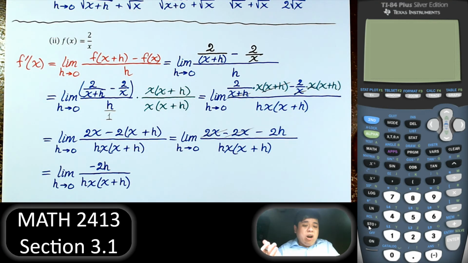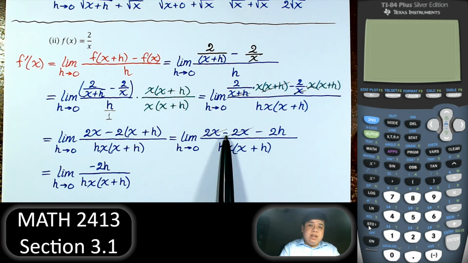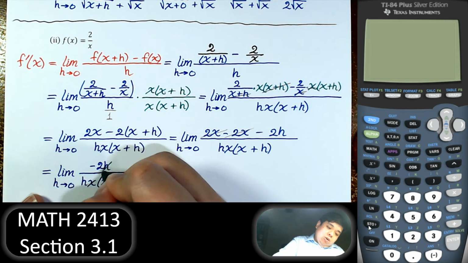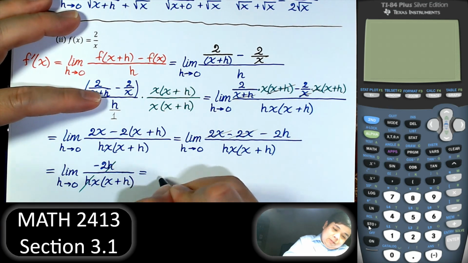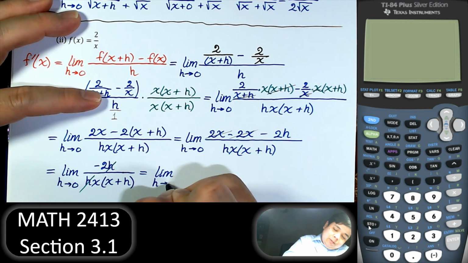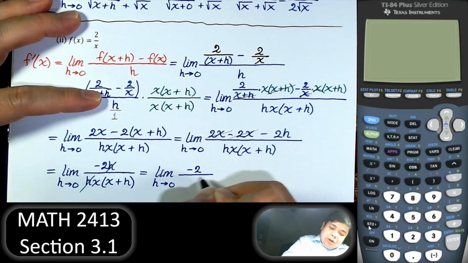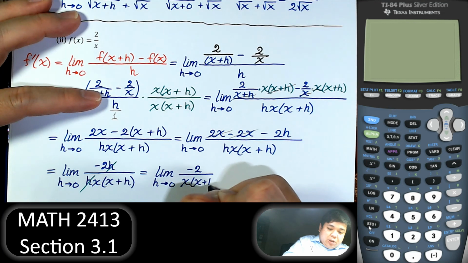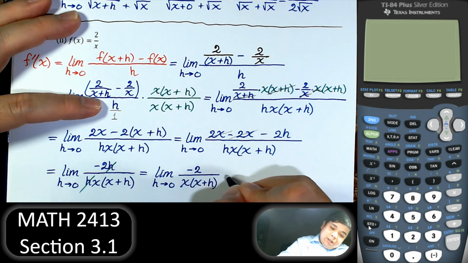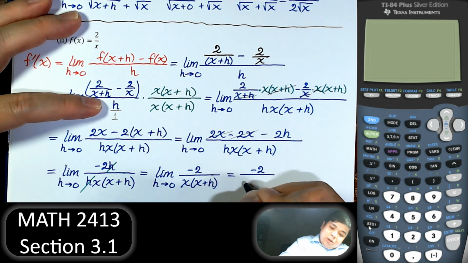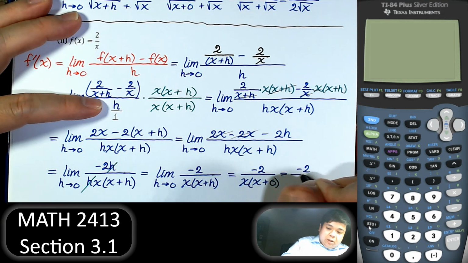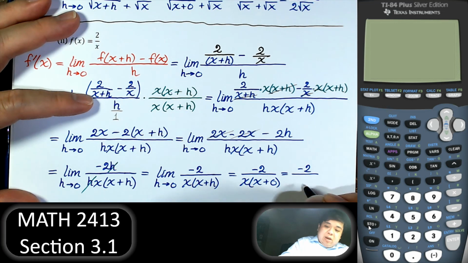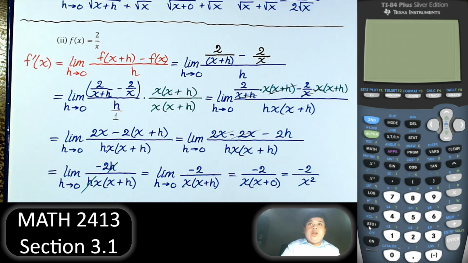If we do it correctly, more likely we see the step where we cancel everything without an h. So the h on the top we cancel with the h at the bottom. So I have negative 2 over x times x plus h. Now h goes to 0. We have negative 2 over x times x plus 0. X plus 0 is still x, and x times x is x squared. So that's how we find the derivative using the definition.